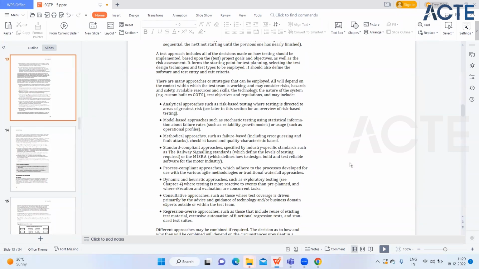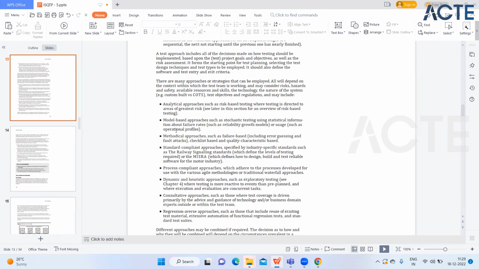Okay, so now we have to see these test strategies or approaches. The first one, they are saying, is an analytical approach, such as risk-based testing, where testing is directed to areas of greatest risk. So if you get a question like, what is the approach which we have to follow in terms of the greatest risk, the name will be the analytical approach.